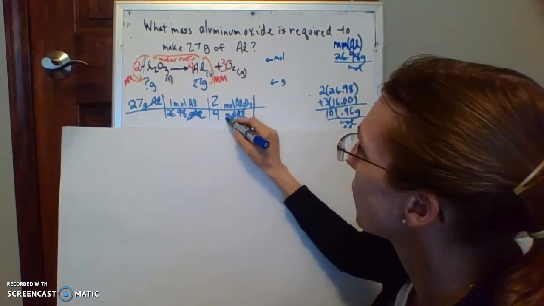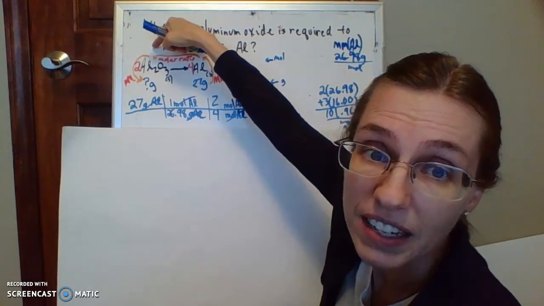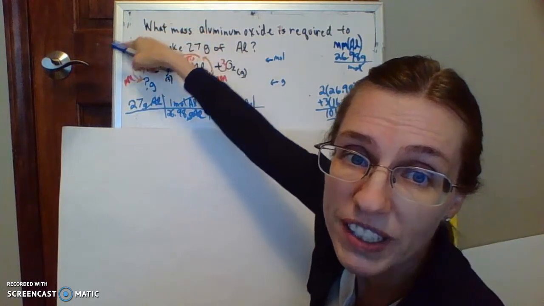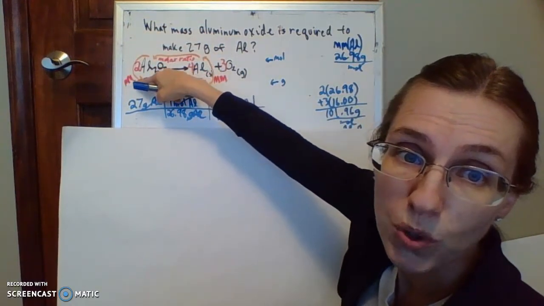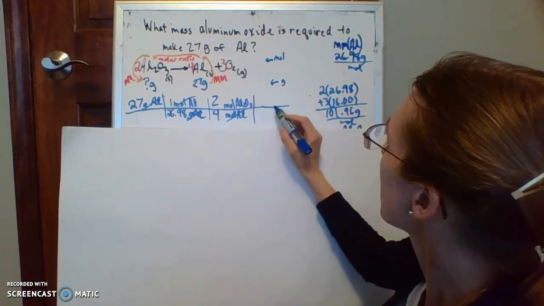Alright. Now those units cancel out. Now if we stopped, we'd be up here at aluminum oxide. But we can't stop because we want to get to grams. So we need to use our molar mass of the aluminum oxide to get to that final answer. So let's go ahead and do that.